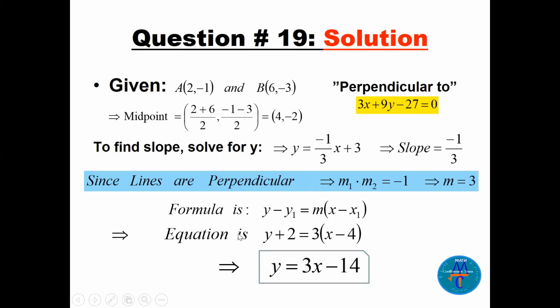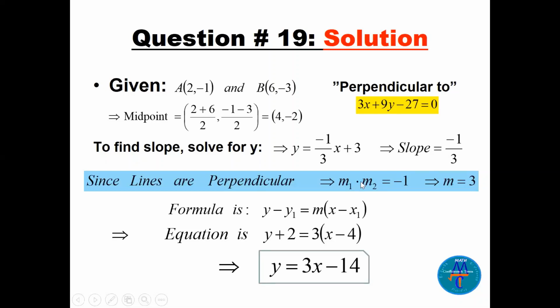The line we need, the equation we need, is perpendicular to this line. So let's find the slope here. To find the slope, solve for y. So take this on the other side, divide by 3. Divide by 9, because this is 9y. So 1 minus 1 over 3, and there is a 3 there. So what we need is only the slope here, minus 1 over 3.